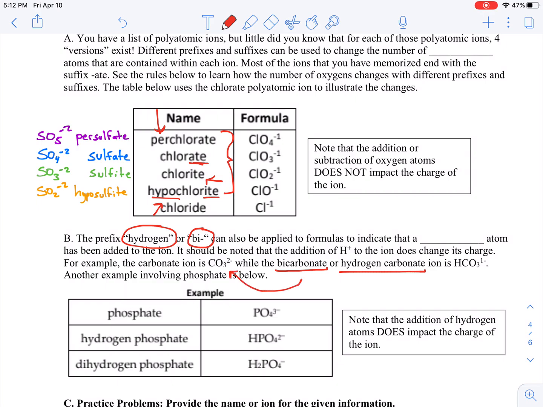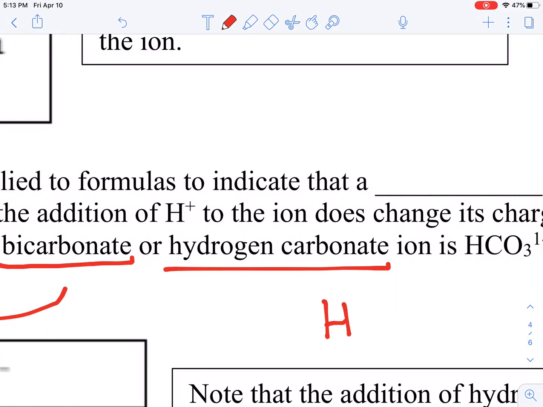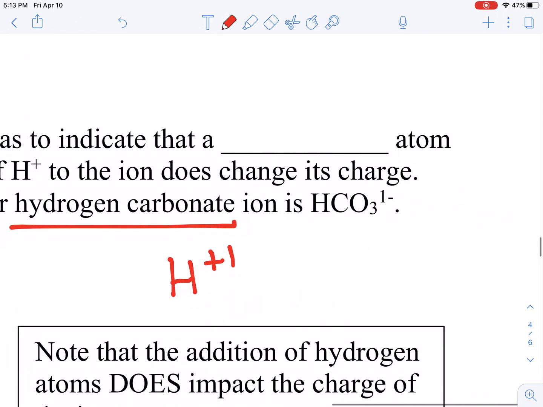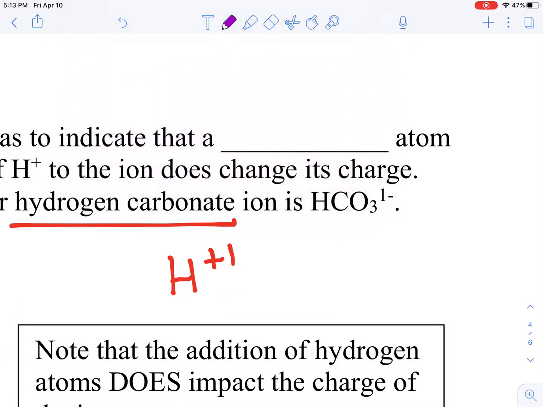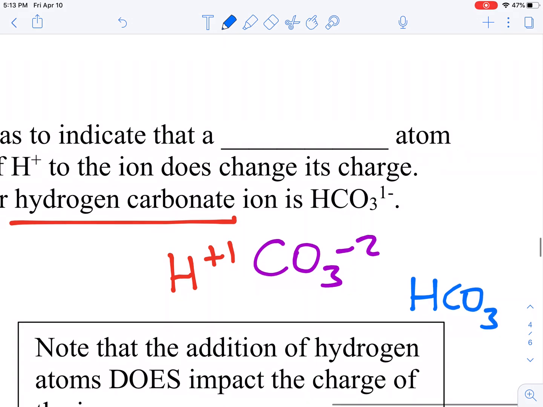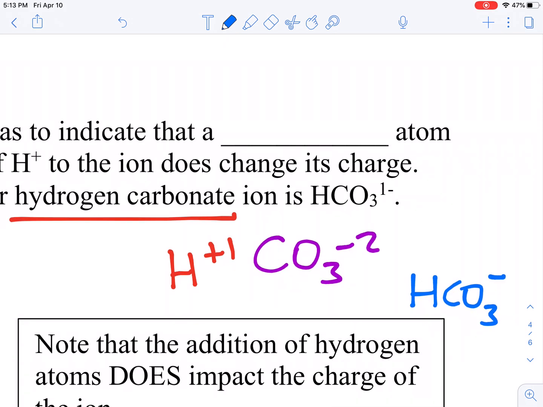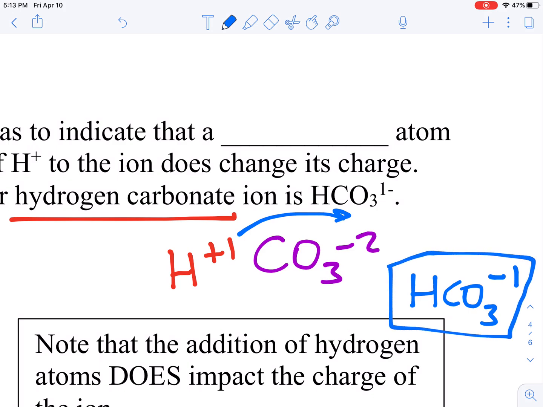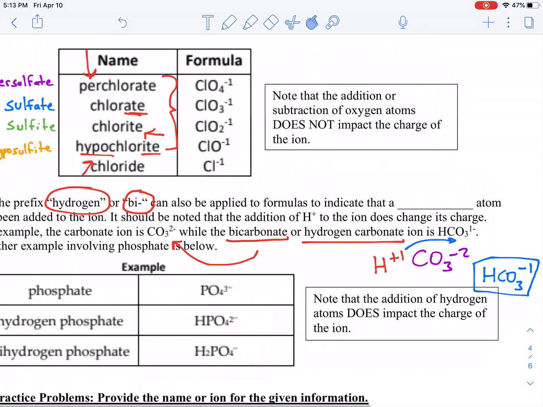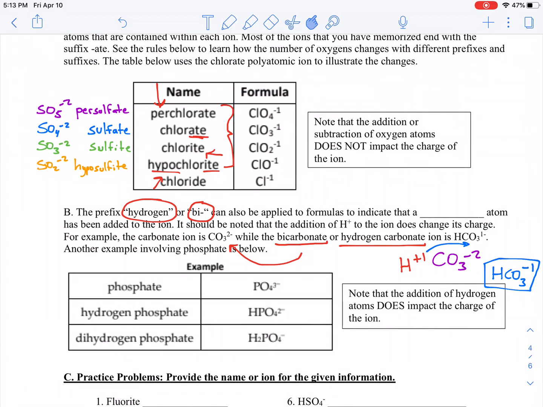However, hydrogen is H with a +1 charge. So if you take H with a +1 charge and you add it to carbonate, which is CO3 with a -2 charge, you don't just get HCO3. You get HCO3 with a -1 charge instead of -2 because you've taken this +1 and added it to the -2, which gives you -1. So bicarbonate or hydrogen carbonate is HCO3 with a -1 charge. And just so we're aware, sodium bicarbonate is baking soda.